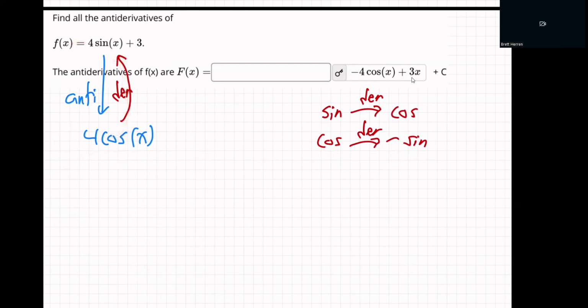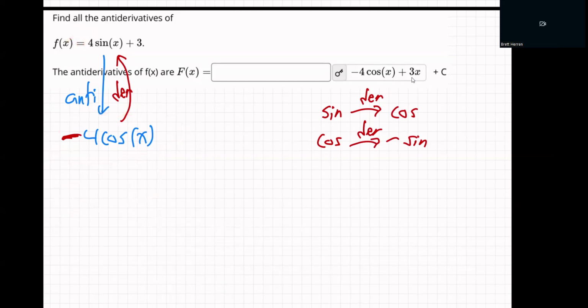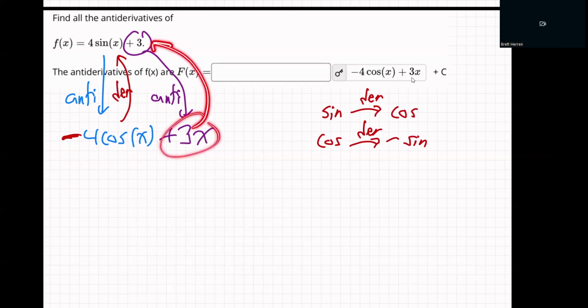Oh, so it must be negative 4 cosine because then when you take the derivative of negative 4 cosine, the derivative of cosine will be negative sine, and then the two negatives will go back to plus. That's right. And then the other part, what about the plus 3, the antiderivative for that? It's just 3x, right? Because the derivative of 3x will go back to 3.